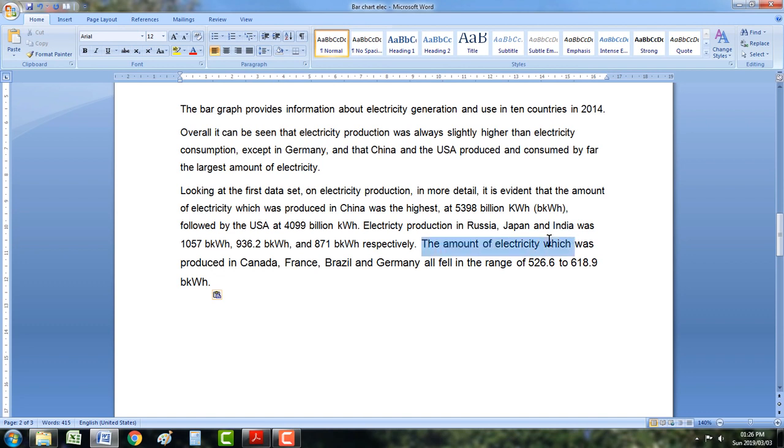So I've gone with noun phrase 3 again: the amount of electricity which was produced in Canada, France, Brazil and Germany all fell in the range of that to that. So I've managed to get 4 countries into one sentence, and I didn't have to say all of the numbers. It was just, they were all very similar, and they all fell in the range of this. It's a good thing to remember.